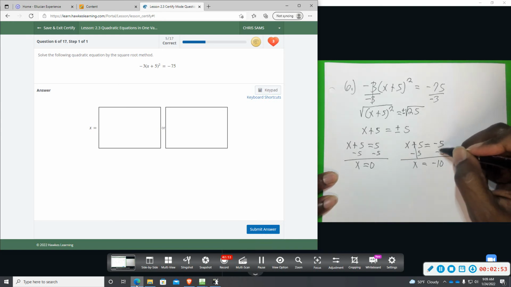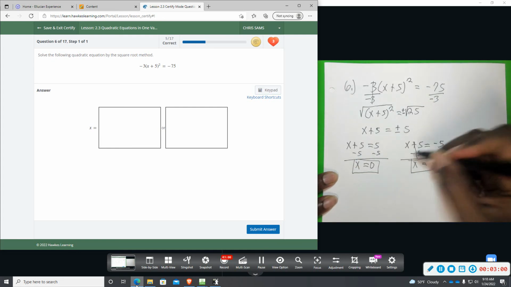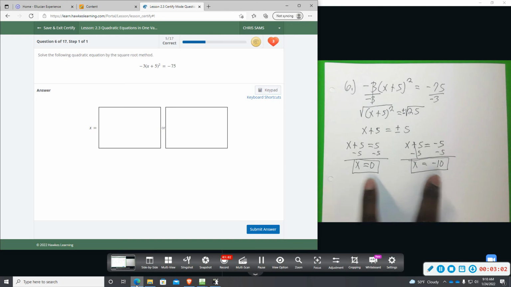This is not a negative times a negative because we're adding and subtracting, so be careful there not to try to convert that to positive. So 0 and negative 10. Be careful.